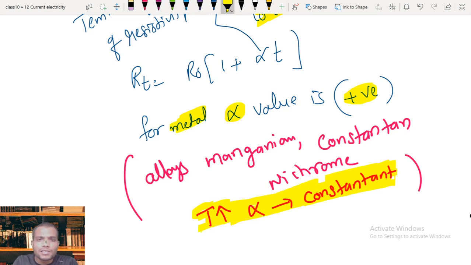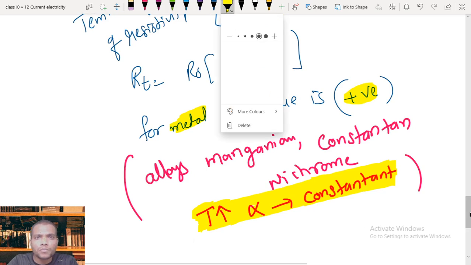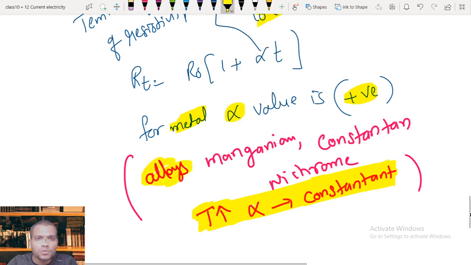To calculate the resistance in series combination and parallel combination, we need to do certain experiments in the lab. In the lab, we use certain apparatus. Those apparatus contain manganin, constantan and nichrome, these kinds of wires. We prefer alloys only. What is the reason for using alloys instead of metals? Because these alloys have a very small temperature coefficient value. When the temperature changes, the resistance value does not change, unlike in metals.